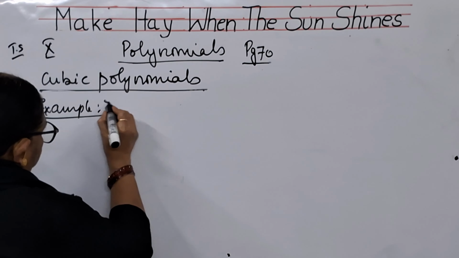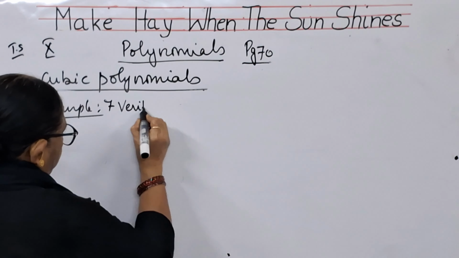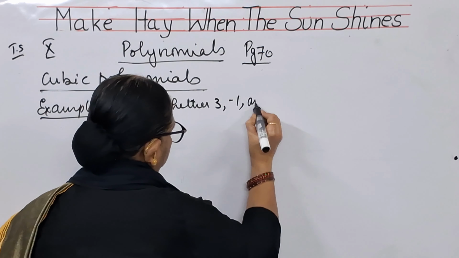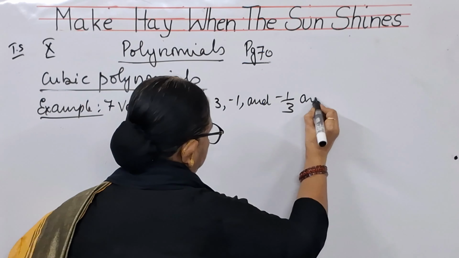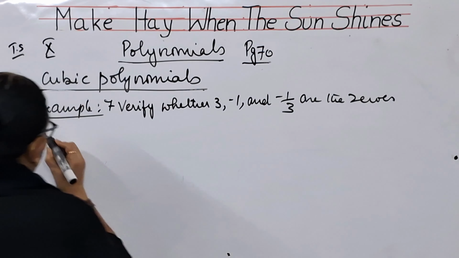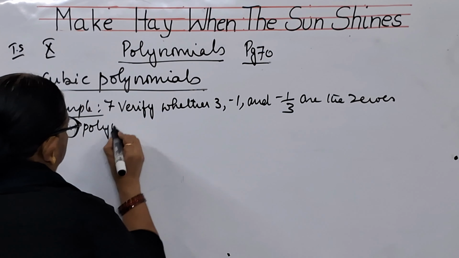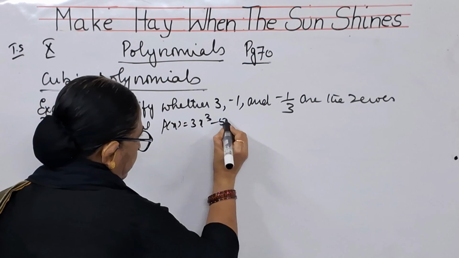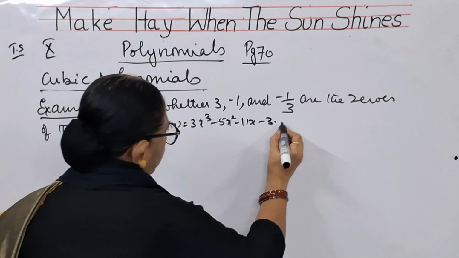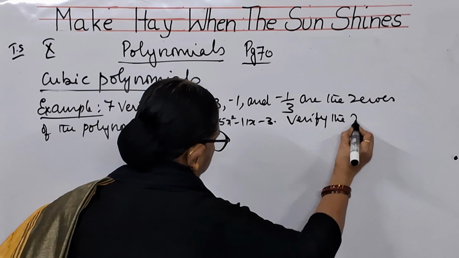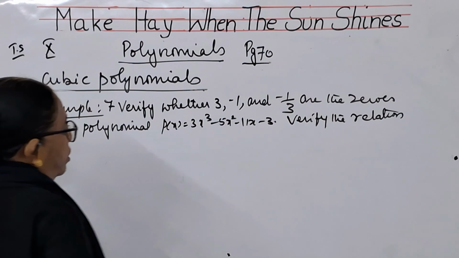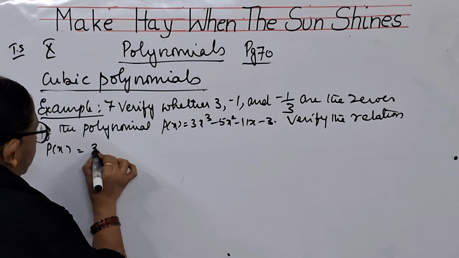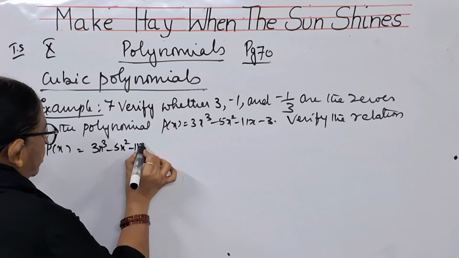Now, we will go to example 7. Verify whether 3, minus 1 and minus 1 by 3 are the zeros of the polynomial p of x is equal to 3x cube minus 5x square minus 11x minus 3, and you have to verify the relation. So here they have already given zeros, children. In the earlier case we need to find out the zeros. Here they have given zeros. So what is given? P of x is equal to 3x cube minus 5x square minus 11x minus 3.